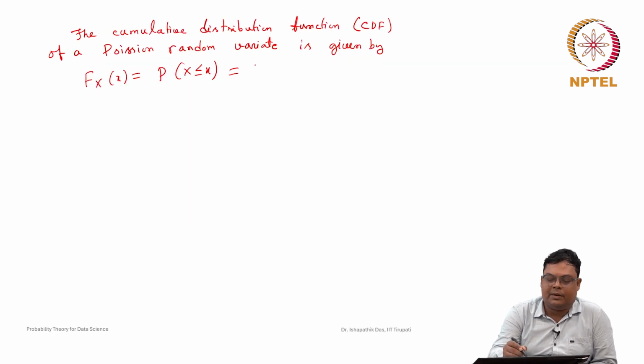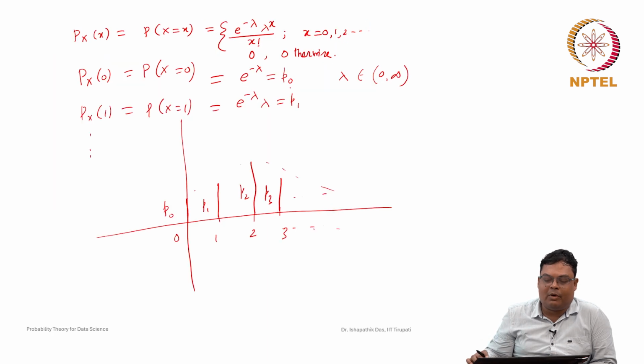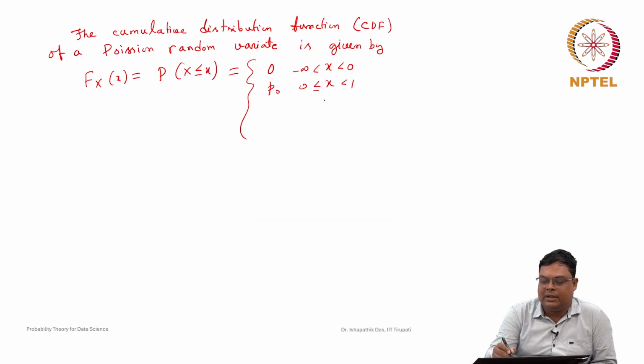The minimum value is 0, so it will be 0 for x less than 0, and whenever x is greater than or equal to 0 and less than 1, this will be nothing but p 0. We have already discussed this in binomial distribution cases also. Whenever x is greater than or equal to 1 and less than 2, then this is p 0 plus p 1, and like this it will continue. So, for any i less than or equal to x less than i plus 1, this is nothing but p 0 plus p 1 plus up to p i.